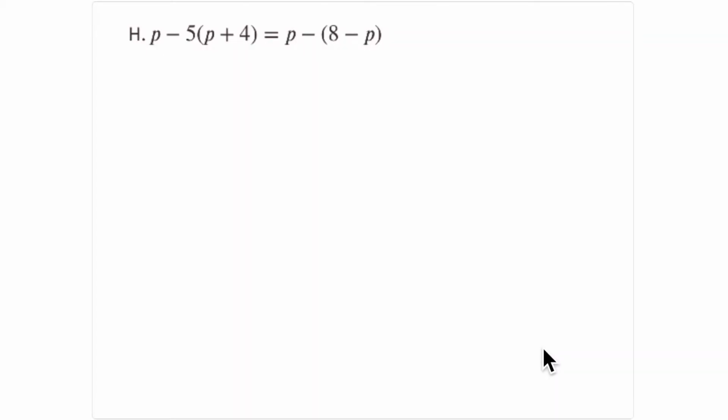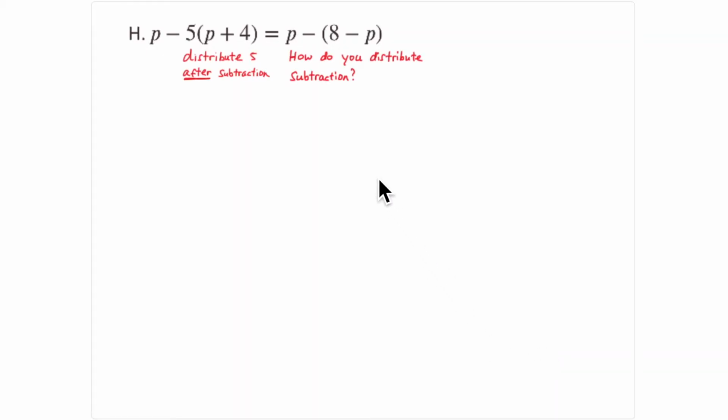This is problem H. The key to this problem is just making sure that the sign of what you're working with makes sense. You're not making a mistake in changing the sign of either the variable or the number. And also you are faced with distributing a 5 here, and is that a negative 5 or a positive 5? And there's not even a number here. So how do you distribute that?